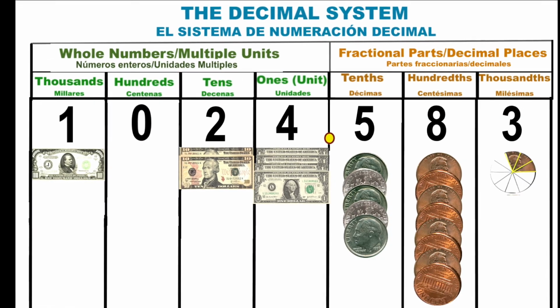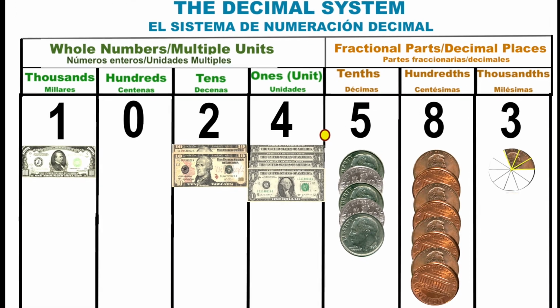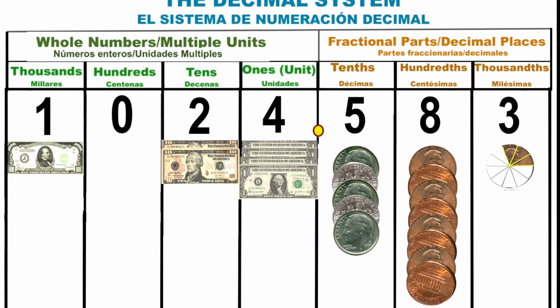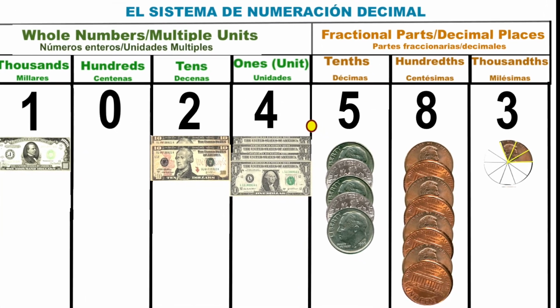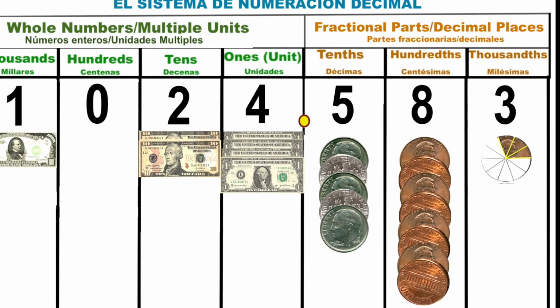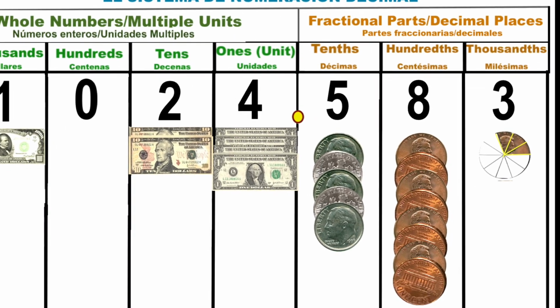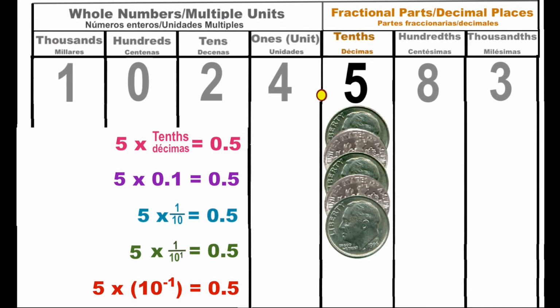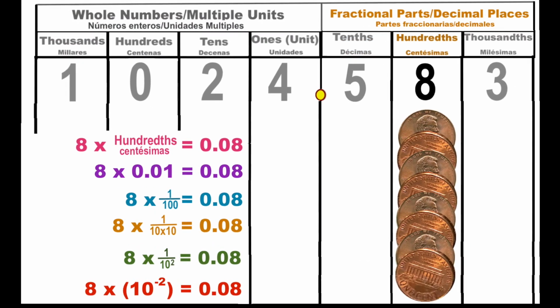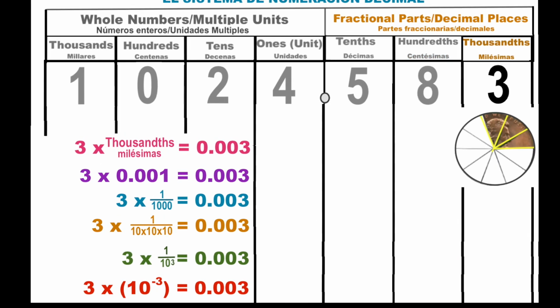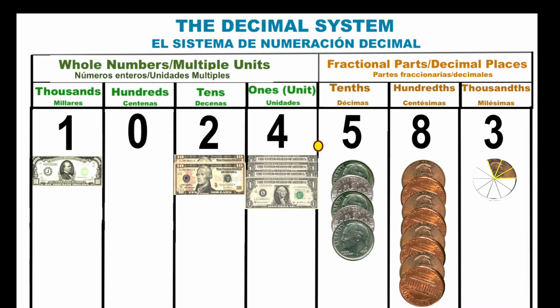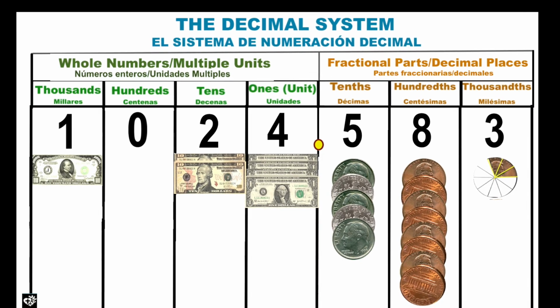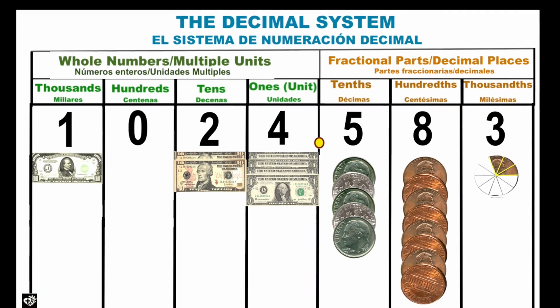5, 8, and 3 are in the fractional parts area. Since they're written as a decimal fraction, a decimal point has to be written to separate the whole numbers from the fractional parts. The 5 is worth 5 tenths, while the 8 is worth 8 hundredths, and the 3 is worth 3 thousandths. The value for each digit can be calculated depending on its position.